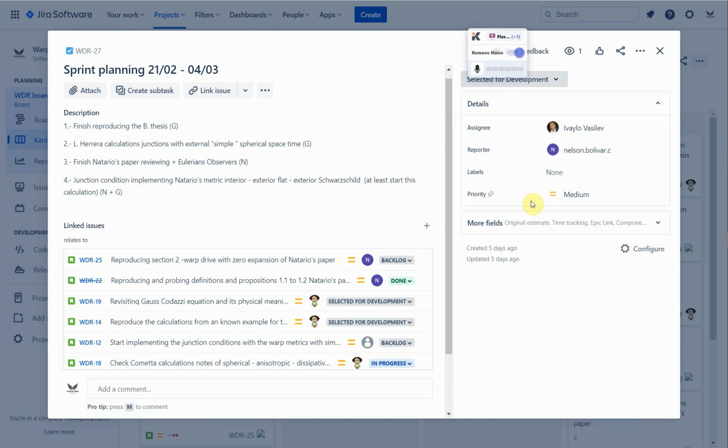All right, and what about the rest? Yeah, let me go to the rest. The rest is something that I've been working on by myself, which is reviewing Natario's papers. We decided that Natario's approach was more general than Alcubierre's.